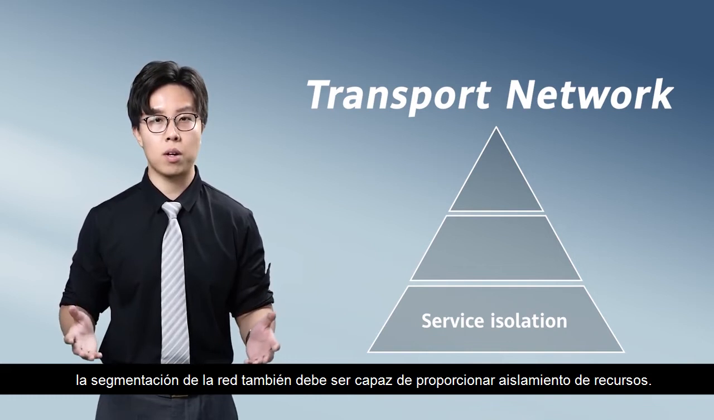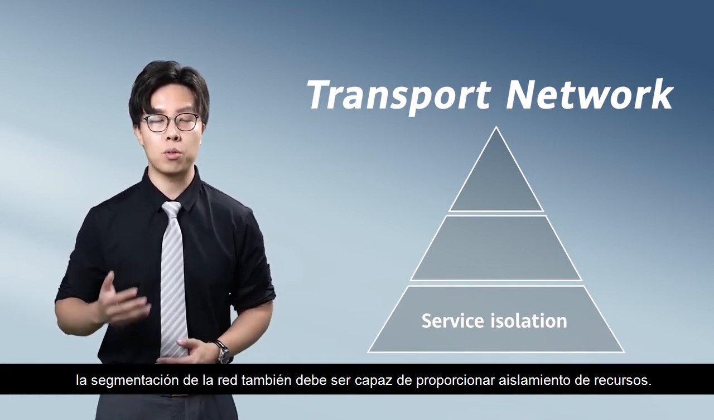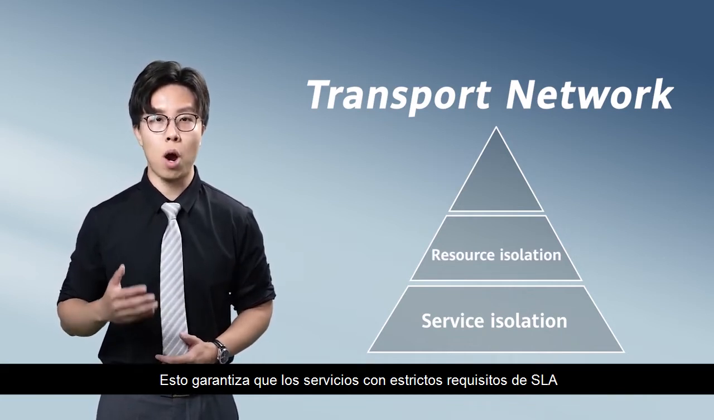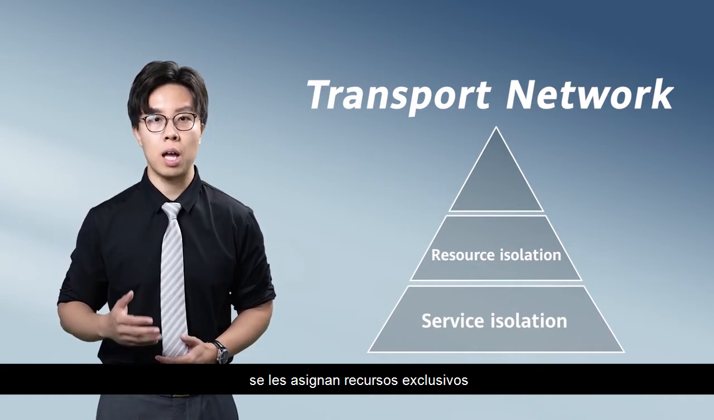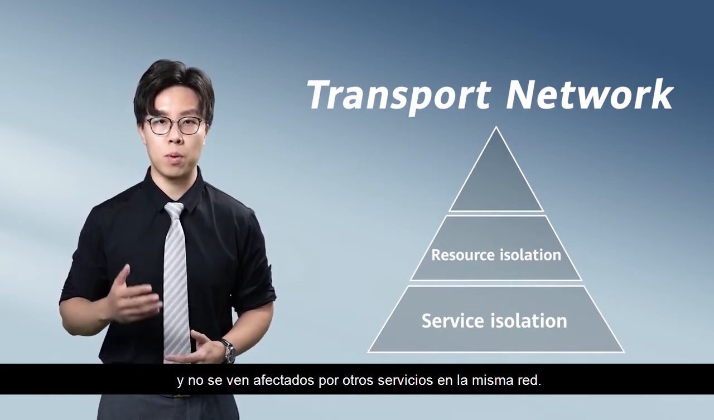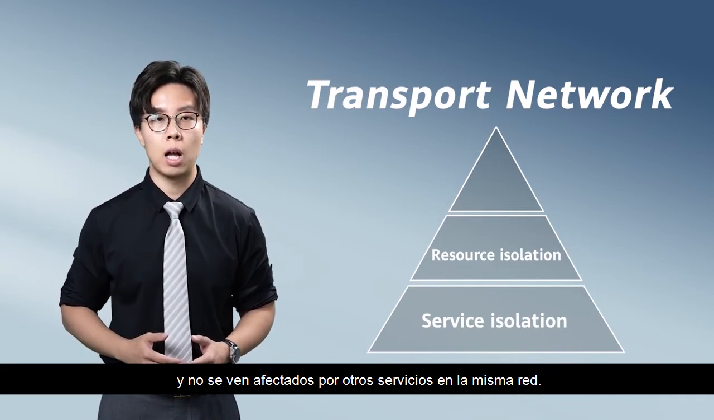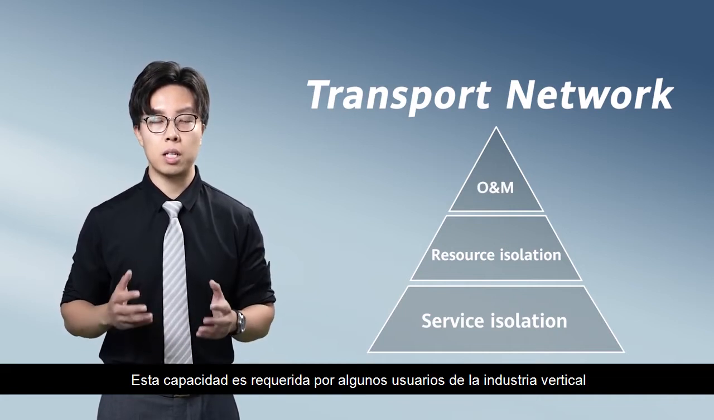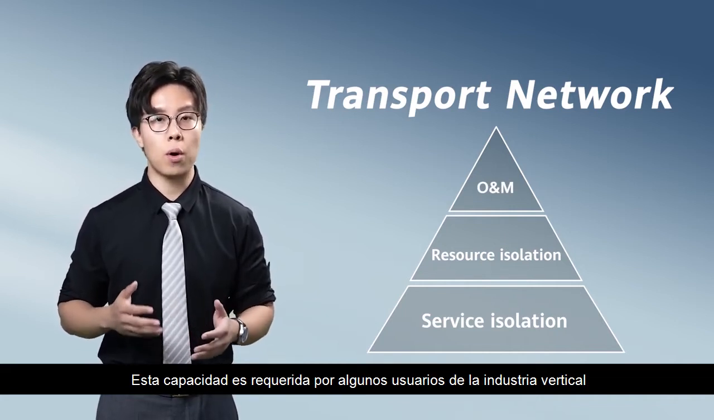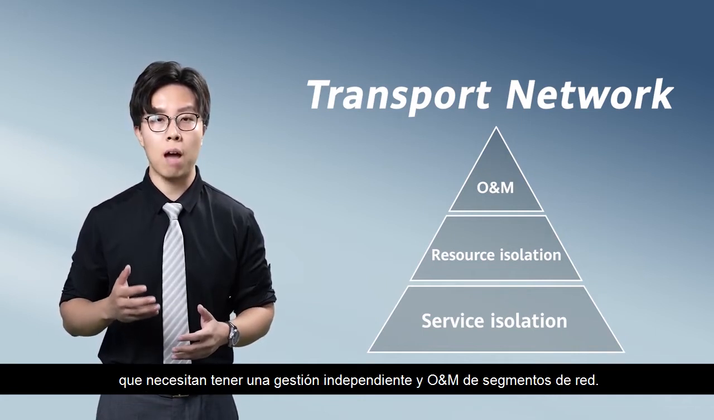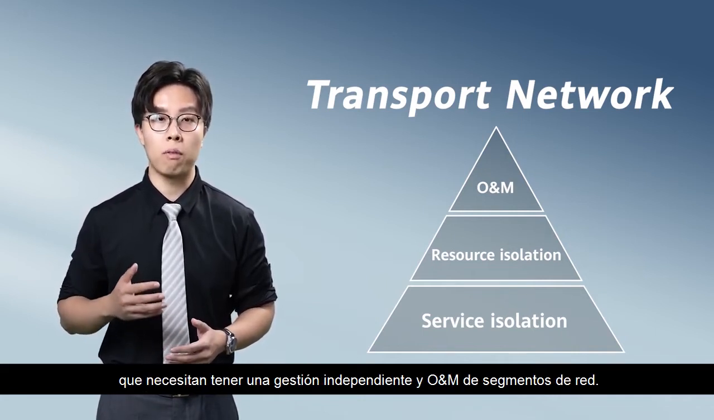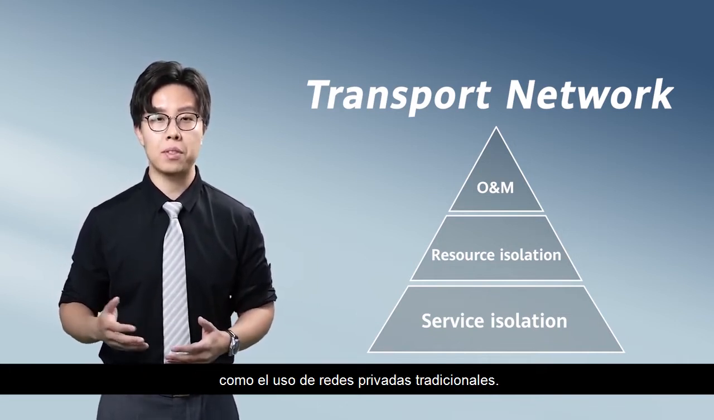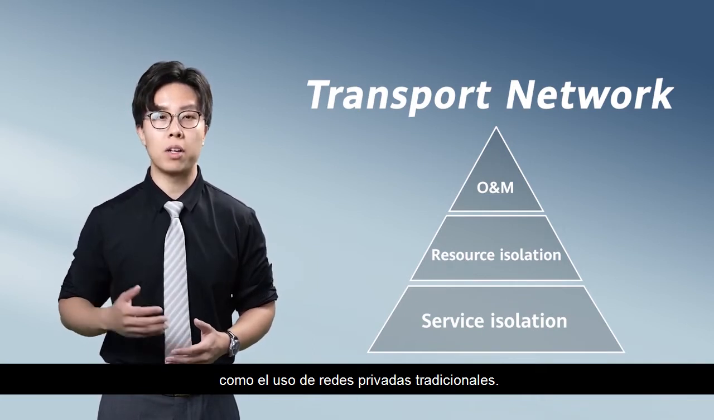But beyond this, network slicing must also be able to provide resource isolation. This ensures that services with strict SLA requirements are assigned exclusive resources and are not affected by other services on the same network. The top layer provides O&M isolation. This capability is required by some vertical industry users who need to have independent management and O&M of network slices. They want to use network slices in the same way as they use traditional private networks.